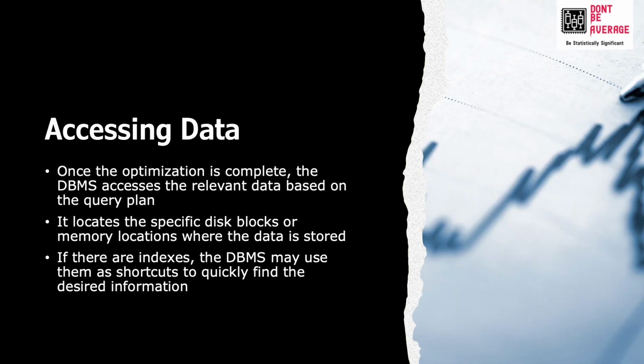Next step is accessing the data. Once the optimization is complete, the DBMS accesses the relevant data based on the query plan. It locates the specific disk blocks or memory locations where the data is stored. Now, if there are indexes, then the DBMS may use them as shortcuts to quickly find the desired information.